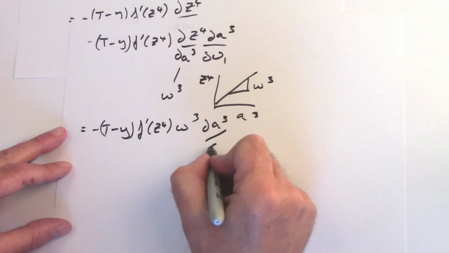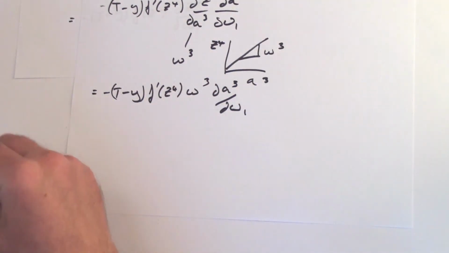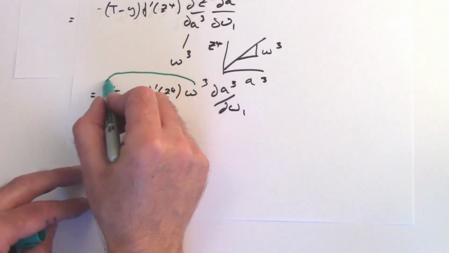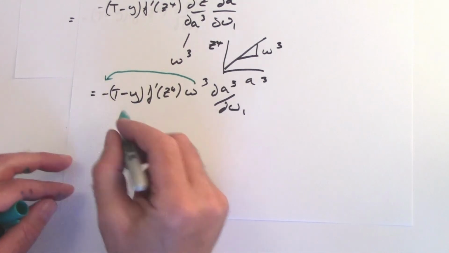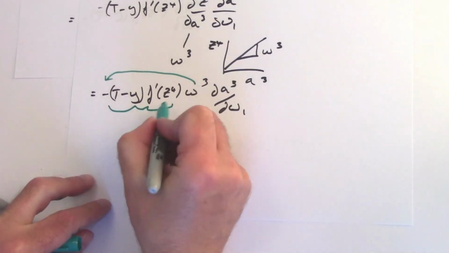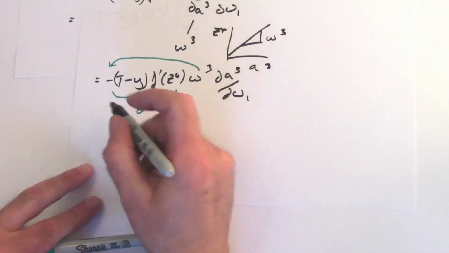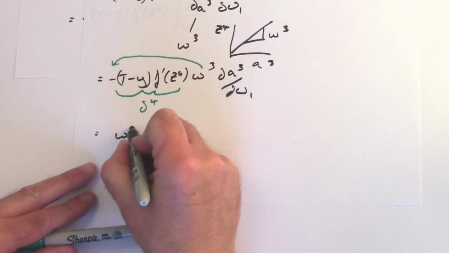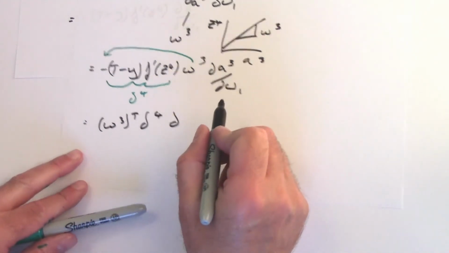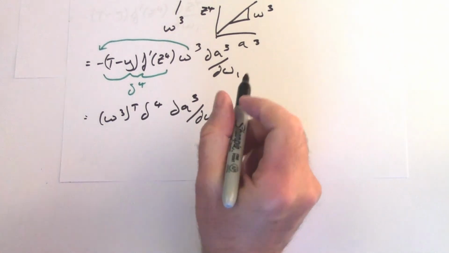dA3 by dW1, and we'll transpose this like we did before, put it in front, and this del 4, so we end up with W3 transpose del 4 dA3 by dW1.